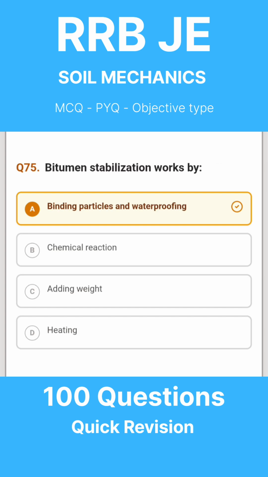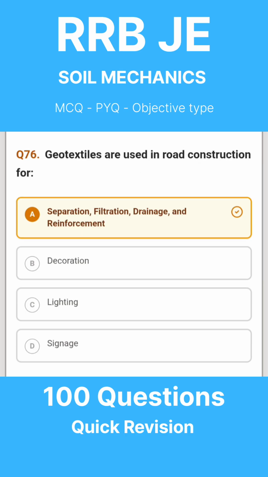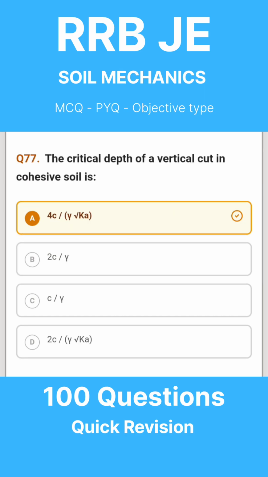Question 75. Bitumen stabilization works by? The correct answer is binding particles and waterproofing. Question 76. Geotextiles are used in road construction for? The correct answer is separation, filtration, drainage, and reinforcement. Question 77. The critical depth of a vertical cut in cohesive soil is? The correct answer is 4c divided by gamma square root of Ka.